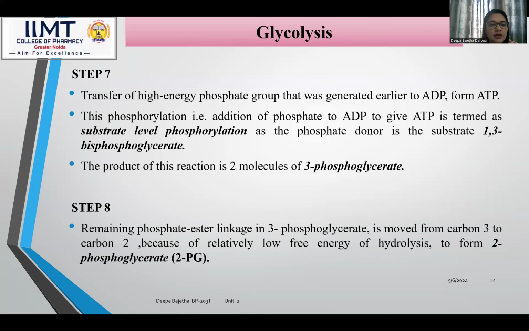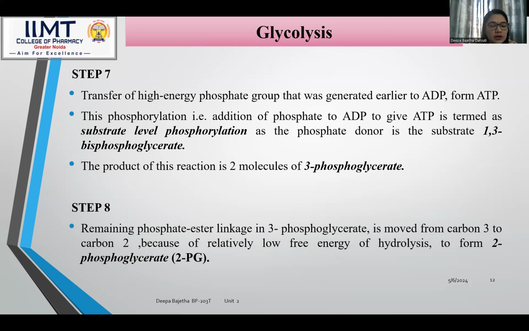Next step is transfer of the high energy phosphate group that was generated earlier to ADP to form ATP. This phosphorylation, that is addition of phosphate to ADP to give adenosine triphosphate, is termed substrate level phosphorylation, as the phosphate donor is the substrate 1,3-bisphosphoglycerate. The product of this reaction is two molecules of 3-phosphoglycerate.